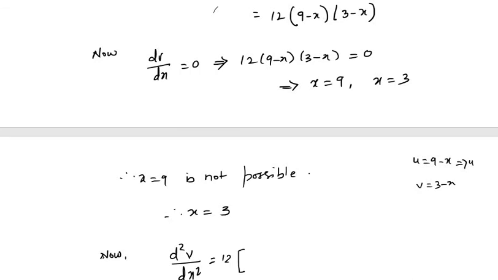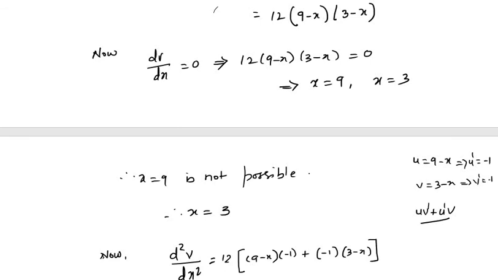From here, u dash is equal to minus 1. Here, v dash is also minus 1. Therefore, the formula here is u v dash plus u dash v. This is the product rule that we apply. 12 I have taken common. u is 9 minus x into v dash, v dash is minus 1, plus u dash, which is minus 1, and v is 3 minus x. Right? Now you simplify this.